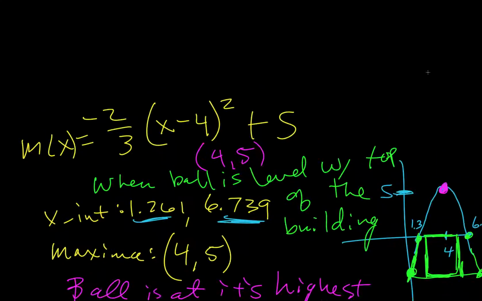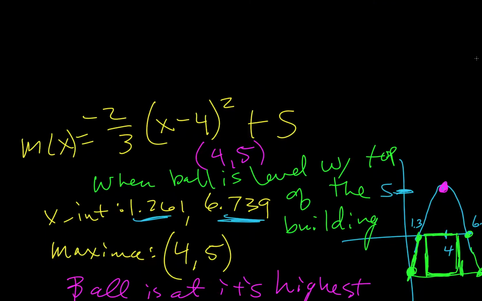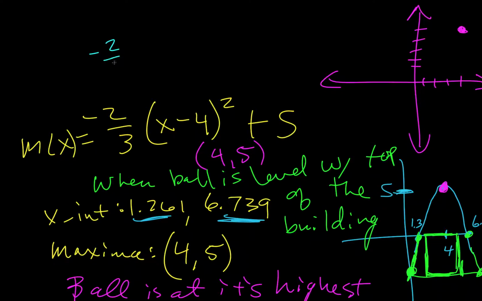Let's see, how should I do this? I'll do it up here. Okay, so we have our graph. So we got our vertex, so we're going to go 1, 2, 3, 4. 1, 2, 3, 4, 5. Okay. Then we need to know our y-intercept. So we're going to plug in a 0 for x. So we get negative 2/3 times negative 4 squared plus 5. Negative 4 squared is going to be 16.